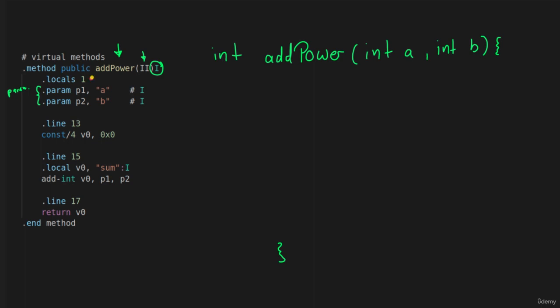Next, we've got this .locals one, sorry, this way. And this means we've got a local register. We don't know if this register is just a placeholder for a return value of another function, for example, for an instance field, or if this local register is used for storing a variable. If we go down a little bit, we can find this one over here. And this means our local register v0 is a local variable with the name sum. And this sum is also of type integer.